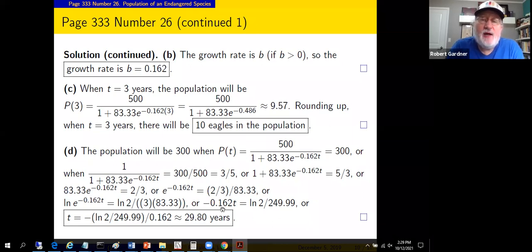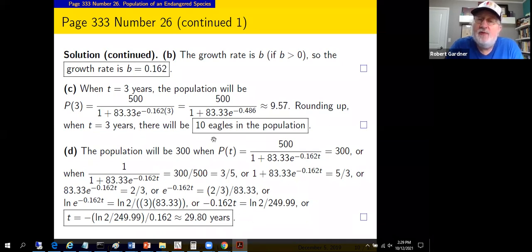And all we have to do is divide by this coefficient of T, negative 0.162. And we get T is the right-hand side divided by that 0.162. There's a negative sign out front. And now I feed it to the calculator, and the calculator tells me that's 29.8 years. So it takes 29.8 years for the population to reach 300.